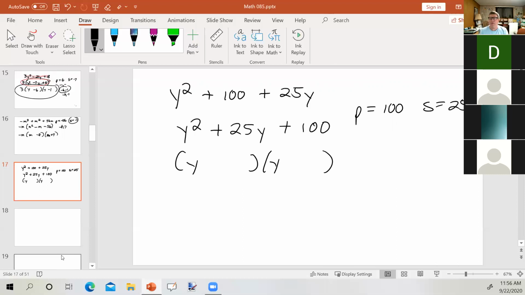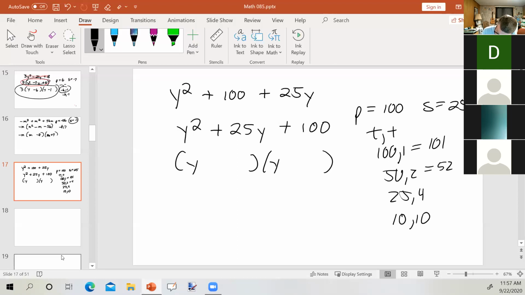To get a positive product, I need two positive factors or two negative factors. But two negative numbers don't add up to a positive sum. So I've got to have two positive numbers. Well, let's see. How about 100 and 1, 50 and 2, 25 and 4, 10 and 10. It seems like I've missed it because this would give you a sum of 101. This would be a sum of 52. This would be a sum of 29. And this would be a sum of 20. And I need a sum of 25, which is right in here.